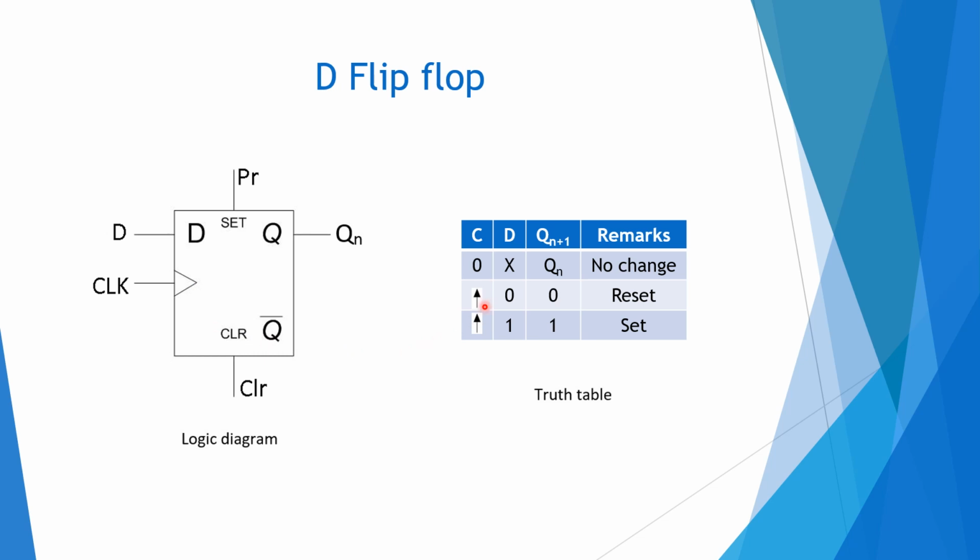So when the clock goes from 0 to high, and when D is equal to 0, it is a reset condition. And when the clock goes from 0 to high, and when D is equal to 1, Qn plus 1 equals 1. That is a set state. So that's the reset and set condition, and at all other conditions there will be no change of output.